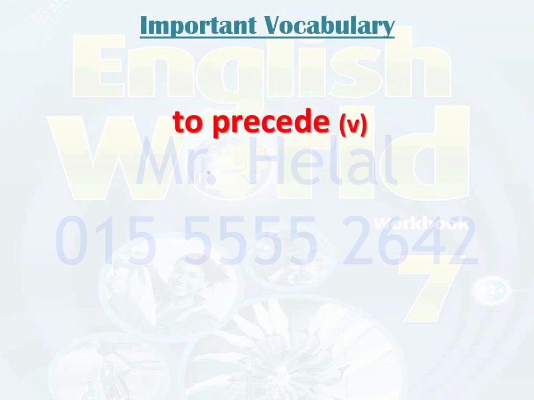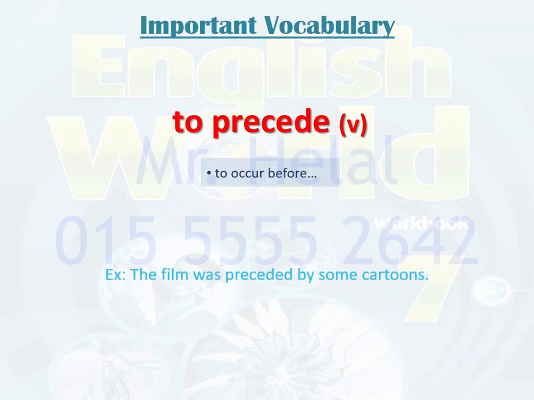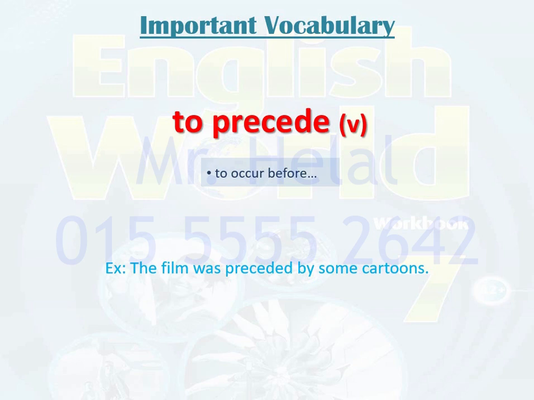To proceed. To proceed is a verb which means to occur before. Proceed معناها يسبق أو يحصل قبل حاجة تانية. Example: The film was preceded by some cartoons. يعني الفيلم كان بيسبقه بعض أفلام الكرتون.